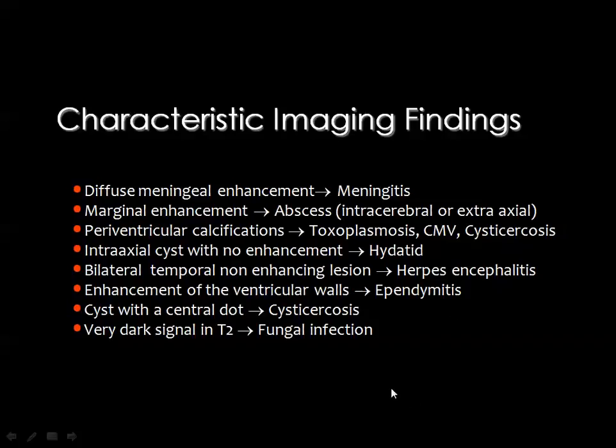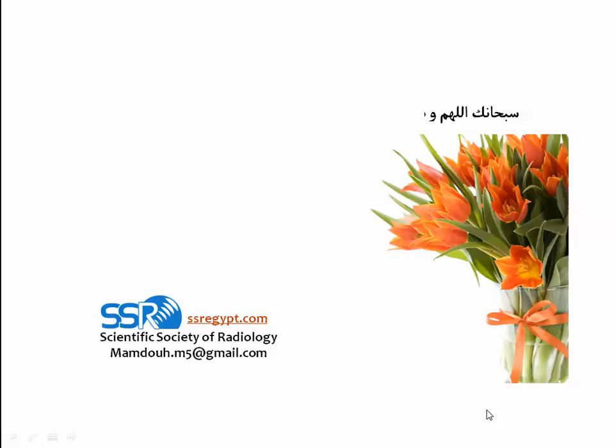An intraaxial small cyst with a central dot is pathognomonic for cysticercosis, the active form. The very dark signal of an intraaxial lesion in T2 weighted images is usually suggestive of a fungal infection.